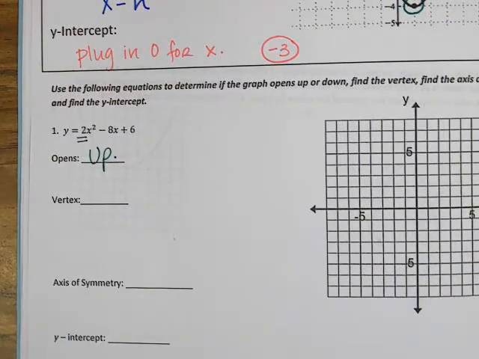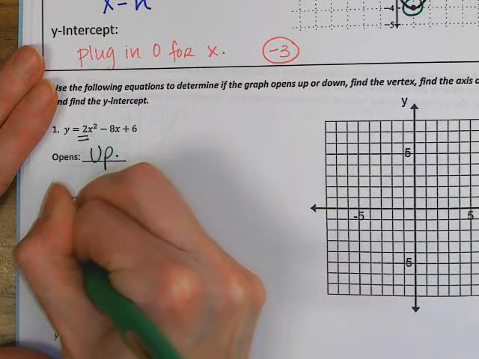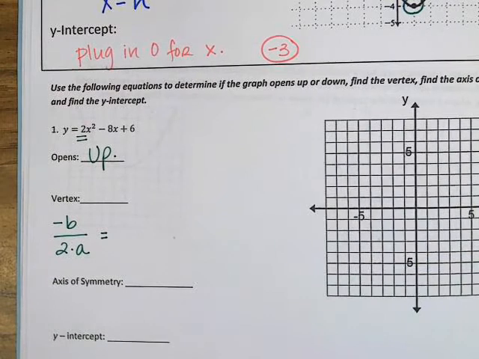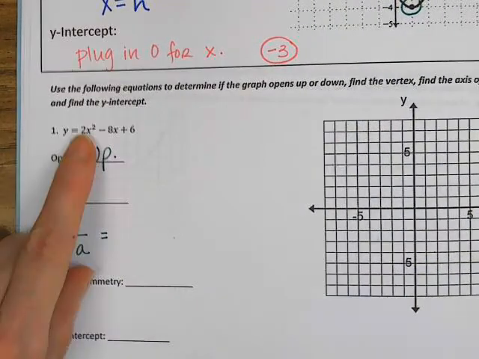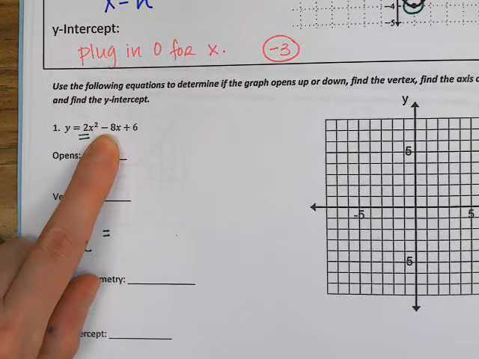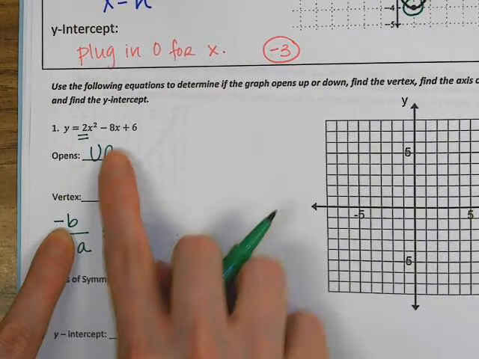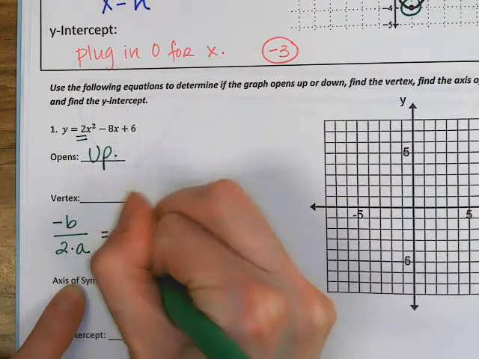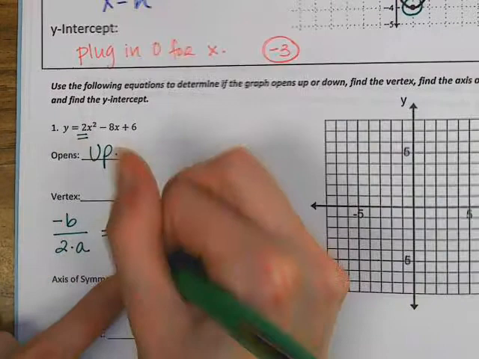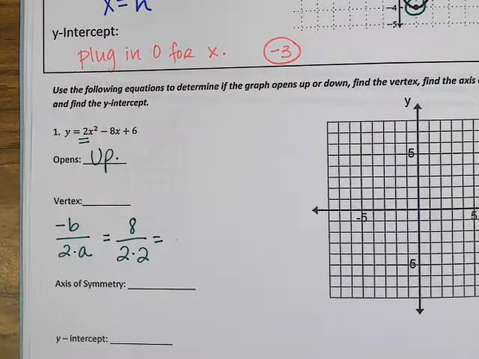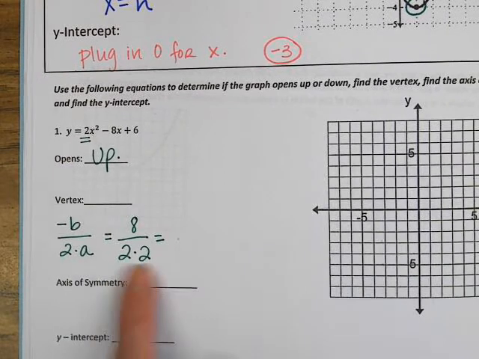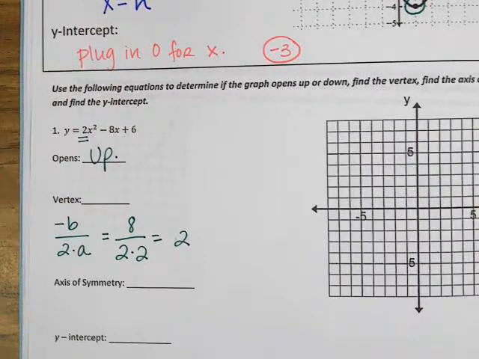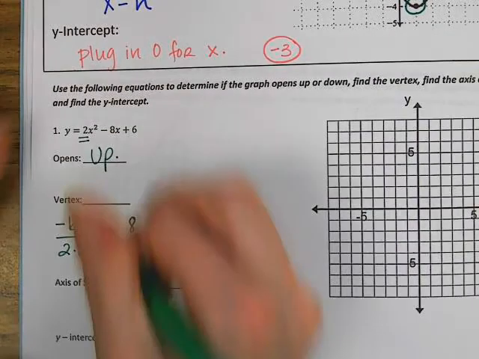To find the vertex, we do negative b over 2 times a. So let's plug in our numbers here. So it's a, b, c. So b is negative 8. But a negative, negative 8 becomes a positive 8. And then over 2 times a is 2. So what is 8 divided by 4, right? 2 times 2 is 4. 8 divided by 4 is 2. Okay, so that's how you find h.